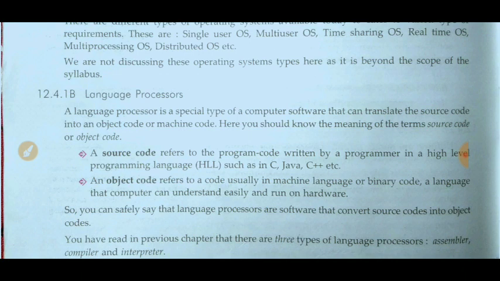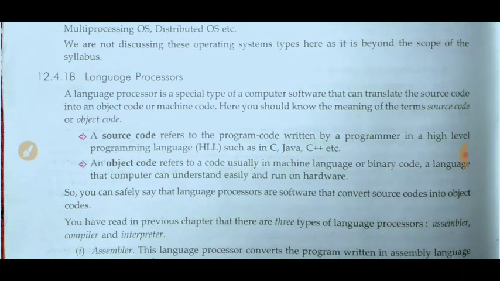Then the second one is object code. Object code refers to the code usually in machine language or binary code. Means after translating, whatever we get in terms of machine code is known as object code. That code is easily understandable by the computer system, or that code is run on hardware. Clear?